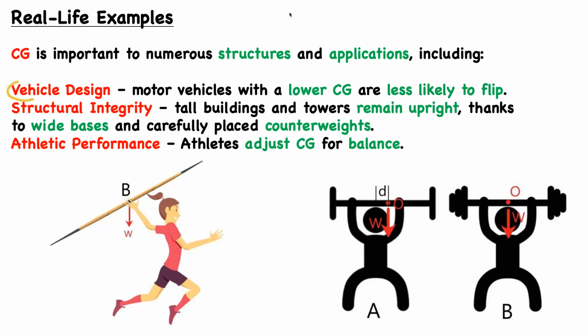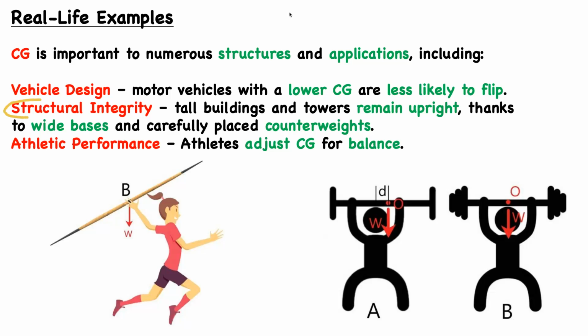So first example we have here is vehicle design, where motor vehicles with a lower center of gravity are less likely to flip. So this can play a huge role in vehicle design. For example, if you're designing a race car, it's important that it has a very low center of gravity because they are going to be moving very fast and taking very sharp turns quite regularly. So you wouldn't want to have a high center of gravity on such a vehicle.